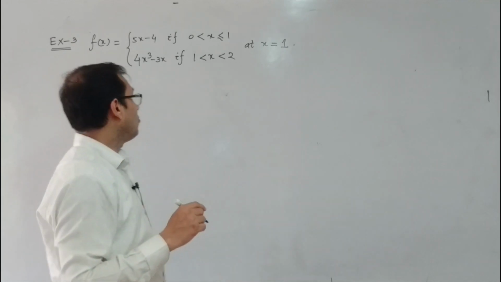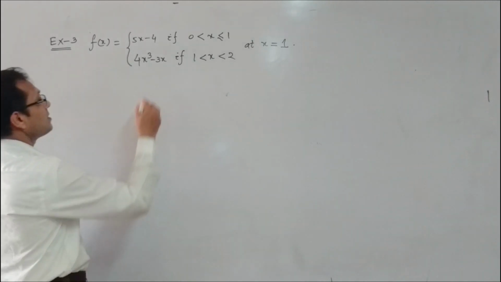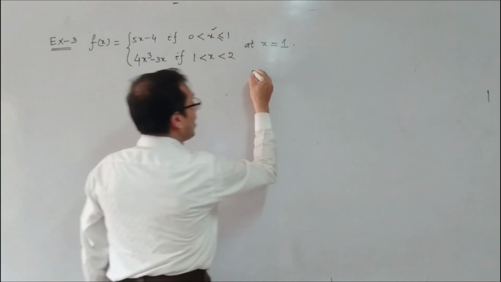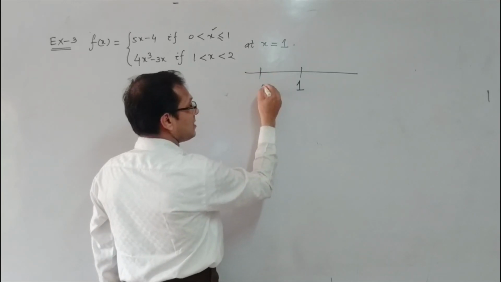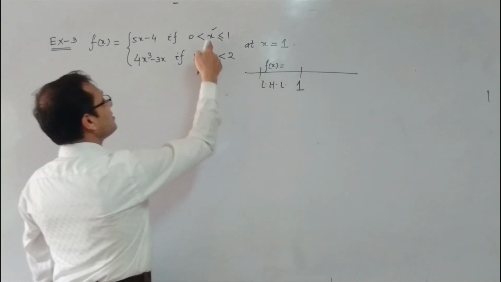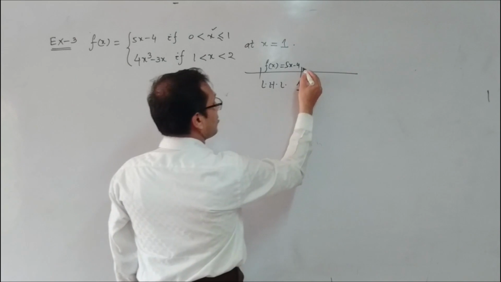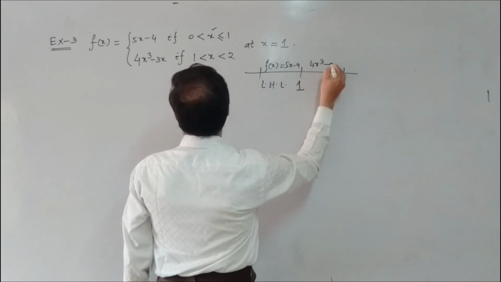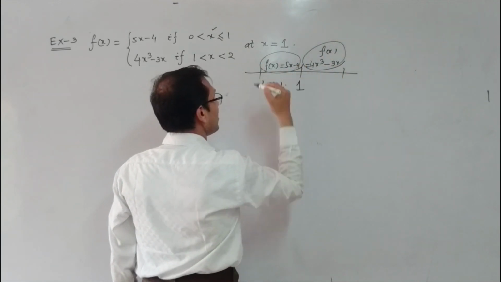Now suppose you have to ask what is the limit of f of x at x is equal to 1, whether it exists or not. Here you see, when the value of x is greater than 0 but less than or equal to 1, that means left hand limit. Suppose here in the number line 1 is here. 1 minus means x is less than 1, that is LHL. When the value of x is less than 1, f of x is 5x minus 4. And when x is greater than 1, f of x is 4x³ - 3x. This is the value of f of x. This one is the right hand limit function and this one is the left hand limit function.